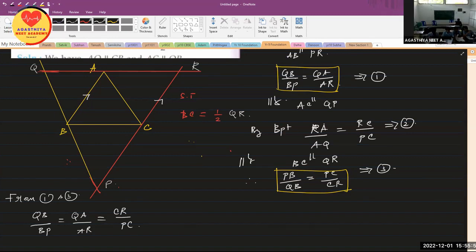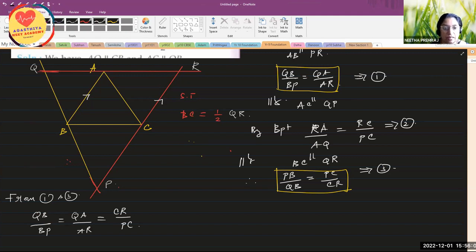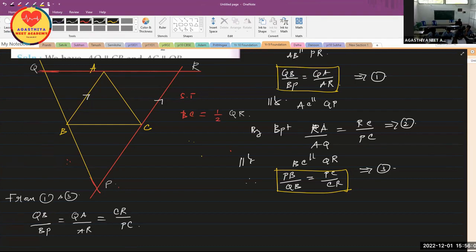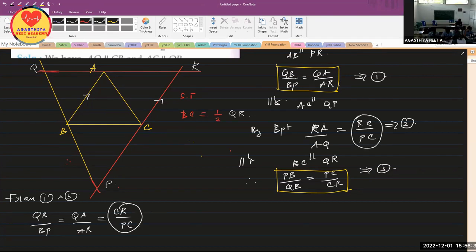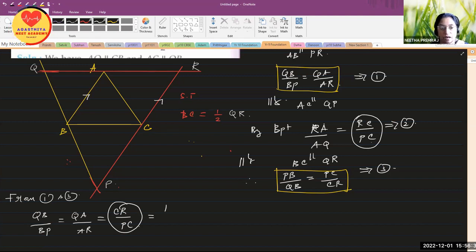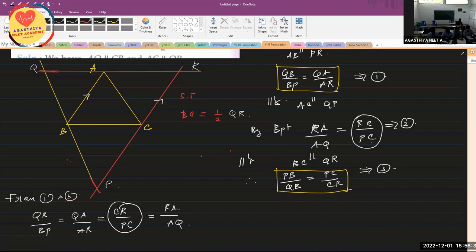Yes. Okay. Now you check the figure. QA by AR is equal to what? CR by PC, it is given. So these two ratios are equal. How do you cross check? Okay. Then that is equal to RA. And if you consider the third one, this and this are matching. So you can write RA by AQ. So all the ratios are equal to each other.